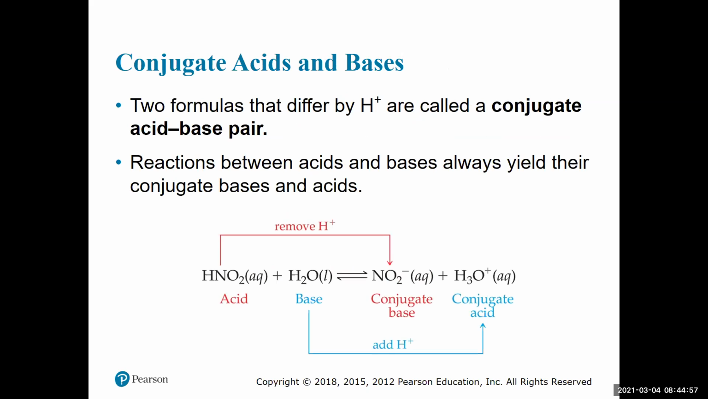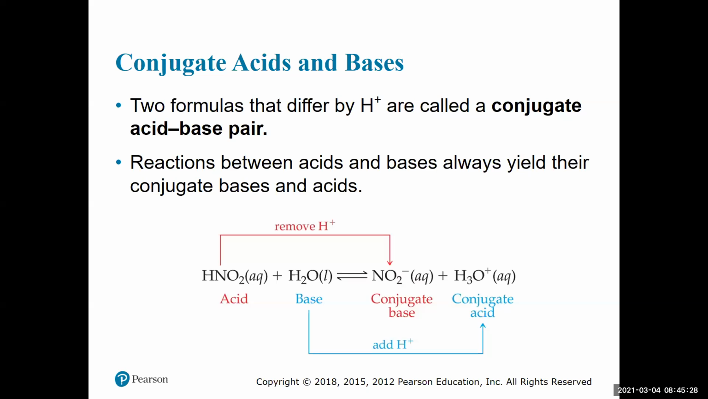When we talk about acids and bases, we think of them as acid-base pairs. And the term that's used is conjugate acid-base pair. And what this means is you have an acid or a base, and then after it either donates the proton in the acid case or picks up the proton in the base case, you have the conjugate of that.